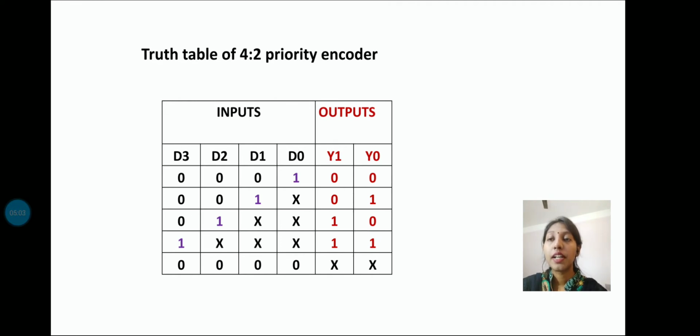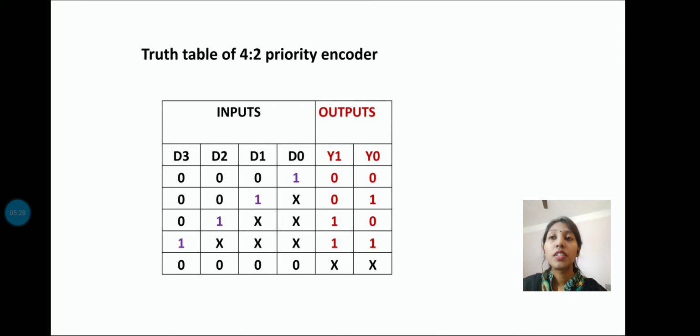In the second condition, the higher priority inputs D3 and D2 are 0, and D1 is high, and D0 is marked as a cross or X, which indicates the don't care condition. So when the higher priority inputs D3 and D2 are 0, the binary output for the digit 1 is obtained as 01.